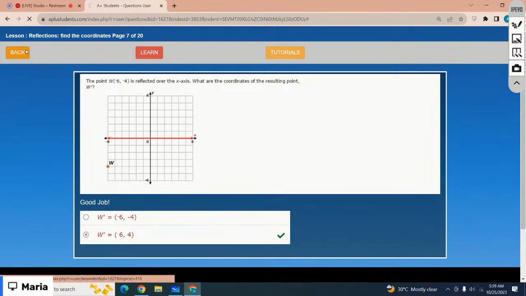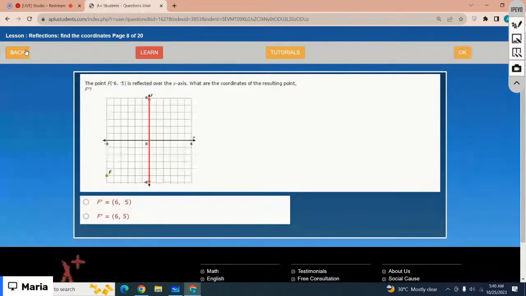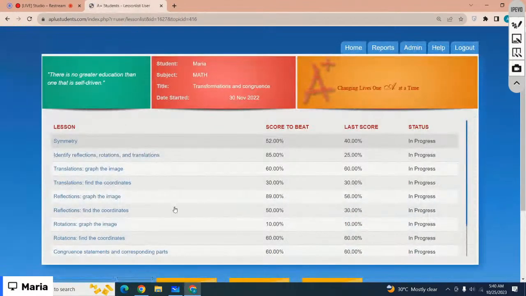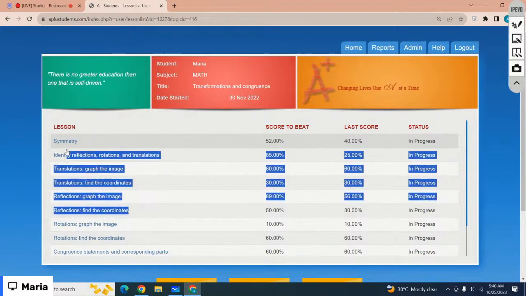So, we were working on grade 8 math. The chapter we're working on is transformations and congruence. The lessons we have covered today are symmetry, identify reflections, rotations, and translations, translations graph the image, translations find the coordinates, reflections graph the image, and reflections find the coordinates.